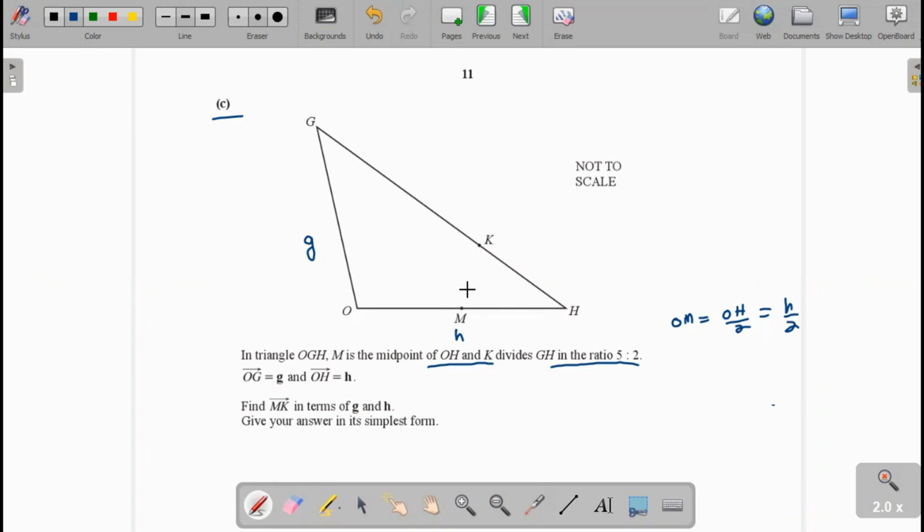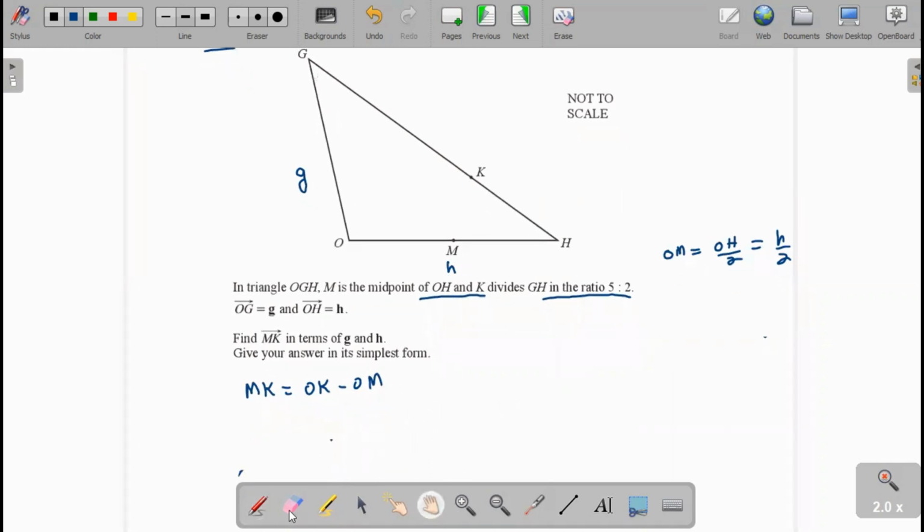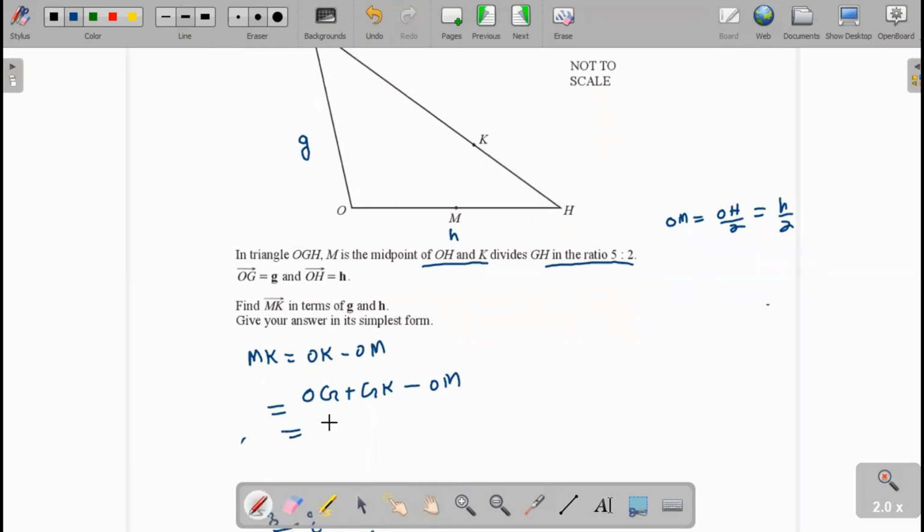Now to find the MK value, MK is written as OK minus OM. Now firstly we find the OK. Now the OK vector will be equal to OG plus GK, and then minus OM, written as it is. Now OG is small g, and GK we write as it is, and OM is h over 2.